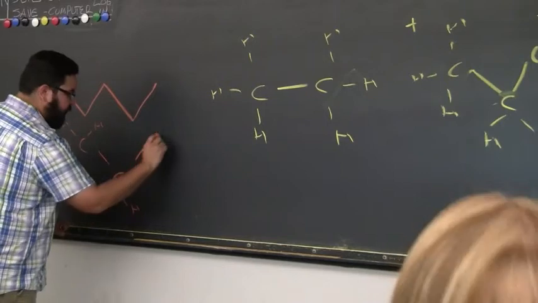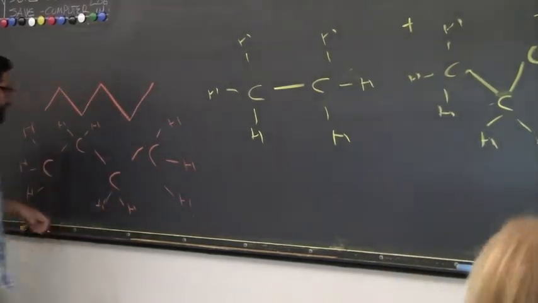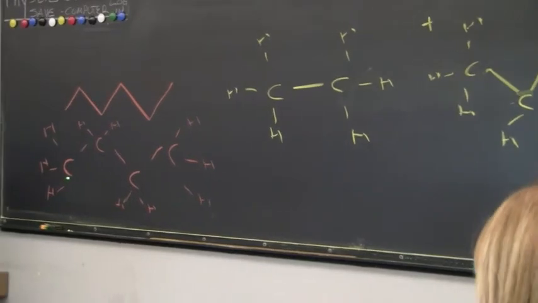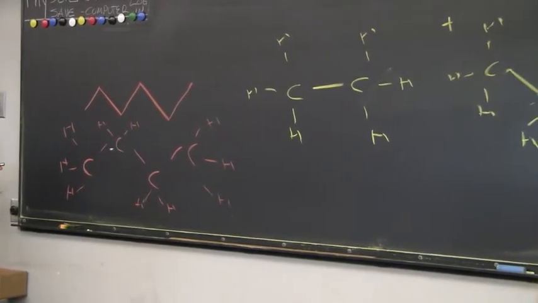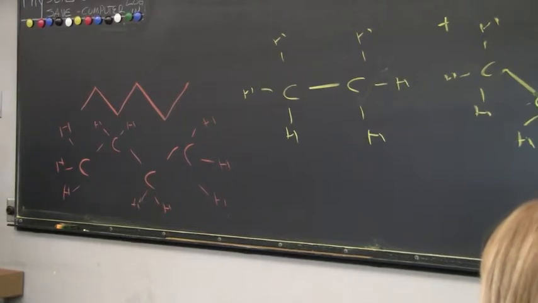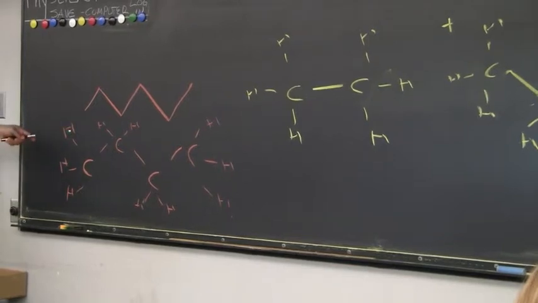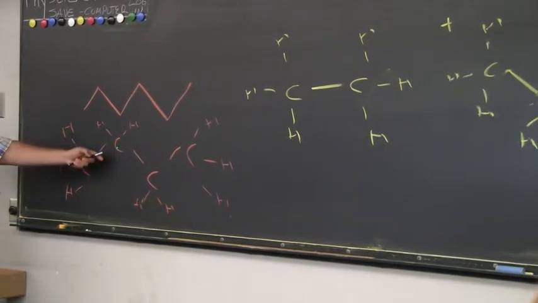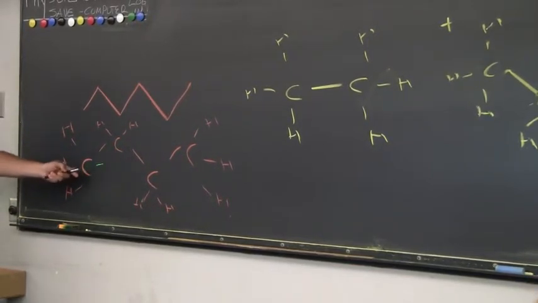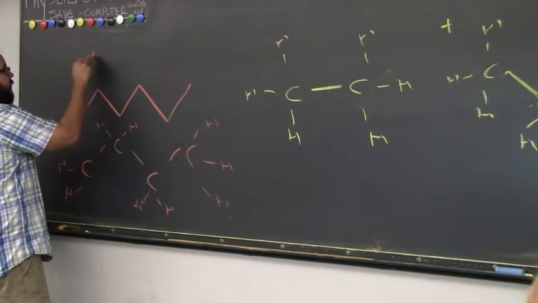Whenever you just see the lines, the lines essentially mean carbon bonded to another carbon with a single bond, and then as many hydrogens as you need to fill up the octet. So this one is only bonded to one carbon, so it has 3 hydrogens on the end. This carbon is bonded to this carbon and this carbon, so it needs 2 more hydrogens to bond the 4 things.